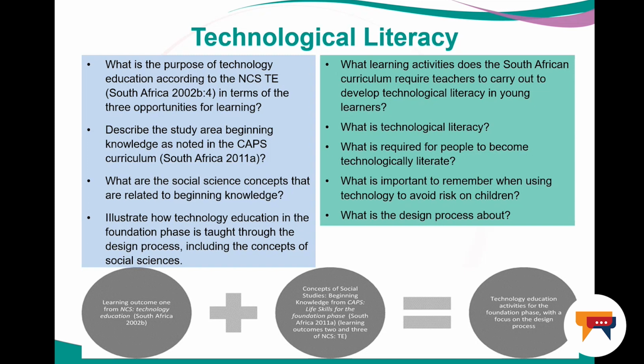If you read these three opportunities for learning activities, you may notice the close link between them and the learning outcomes for technology education. And remember this, the beginning knowledge is described as the drawing together of content and concepts from social sciences, the natural sciences, and technology. So the social science concepts, you need to understand why they are related to the beginning knowledge. And remember, these are conservation, cause and effect, place, adaptation, relationships, and interdependence. We spoke about this in the previous units.